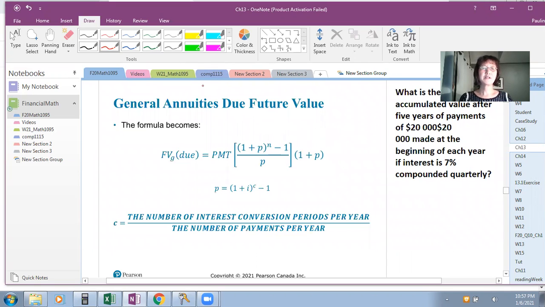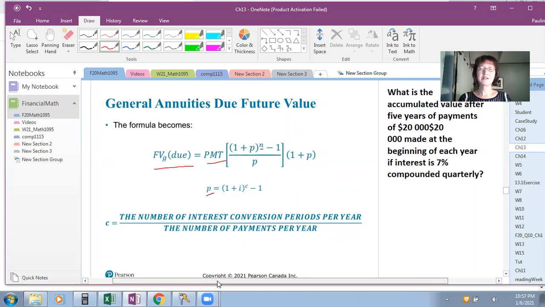So how do you calculate the general annuities due future value? This is the formula: future value of general annuities due given PMT. And for P, you can calculate it from the periodic interest rate. Term N usually is given.